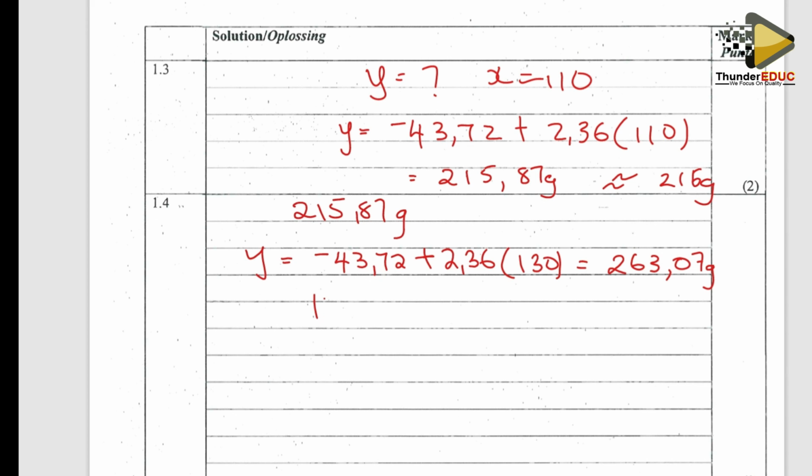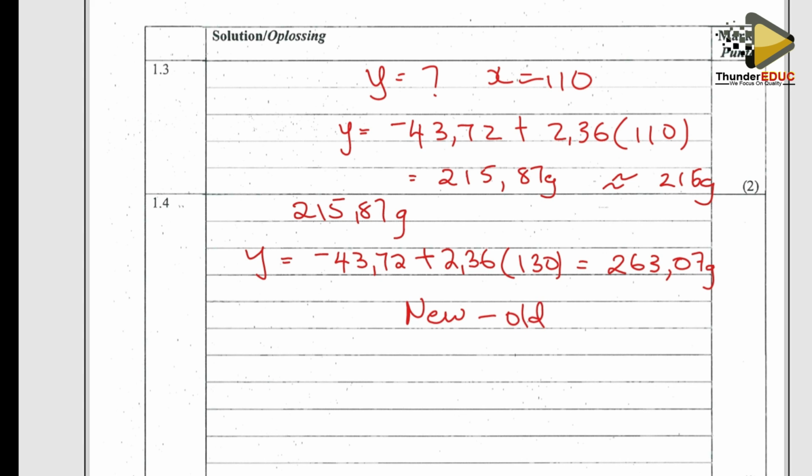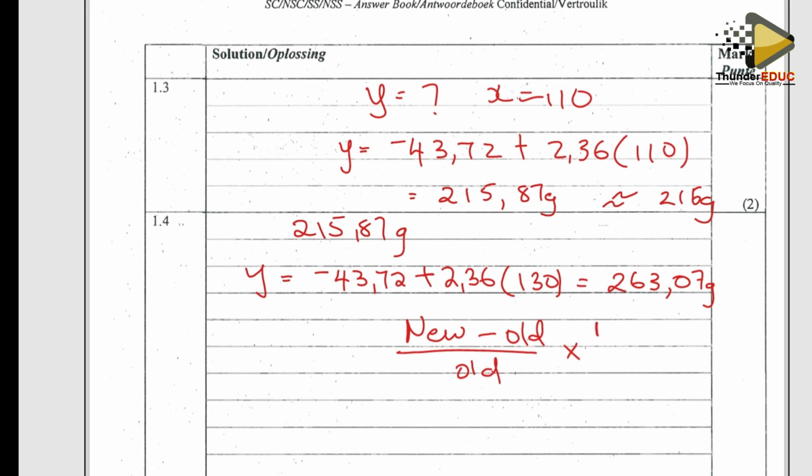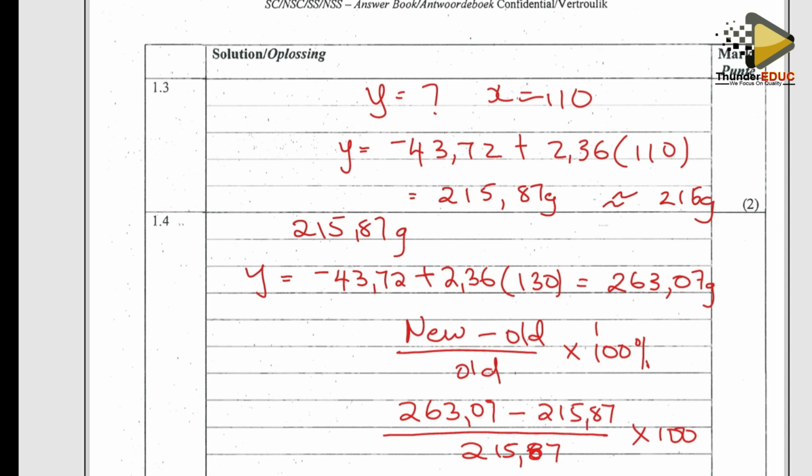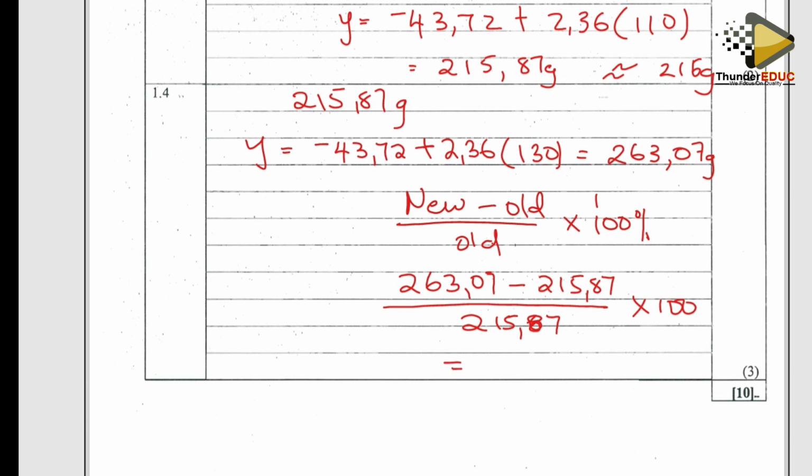Now, for us to calculate the percentage increase, it will be just more like the increase. I hate using that formula. I would rather say the new weight minus the old weight over the old weight times 100%. So our new weight is 263,07 minus the old weight, which is now 215,87, dividing it by 215,87. And then I'm multiplying this by 100%. So I punch that into my calculator, and then I end up with 21,87%. So that is how I would have gone about with 1.4.